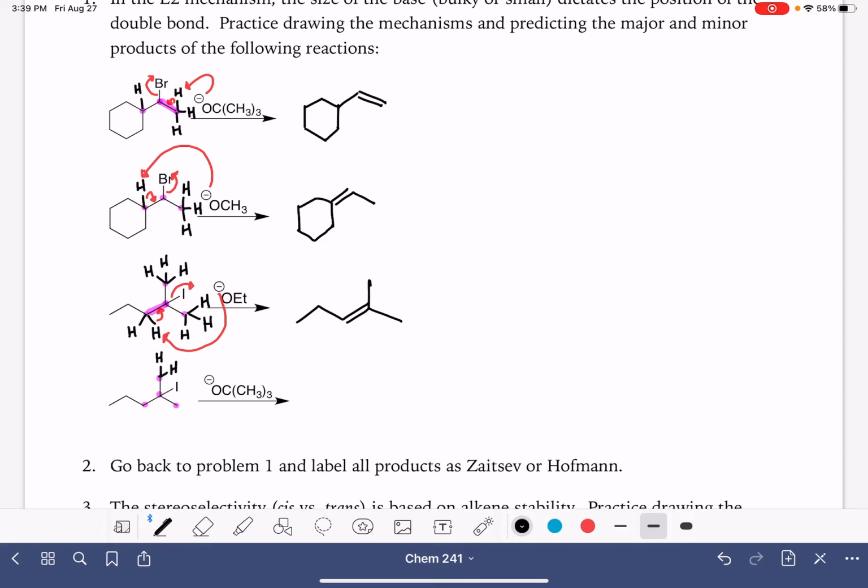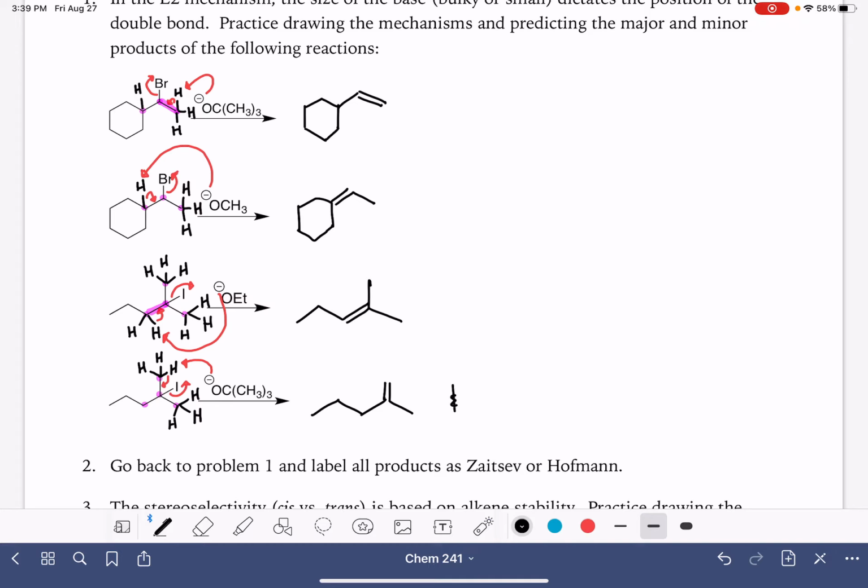So those are going to be the 2 methyl groups right here. Now you might be wondering, which one should I choose? Let's just pretend like you don't know what to do here, like we've got 2 different options. So let's grab this hydrogen, break that bond, get rid of that leaving group, and we have this alkene formed.